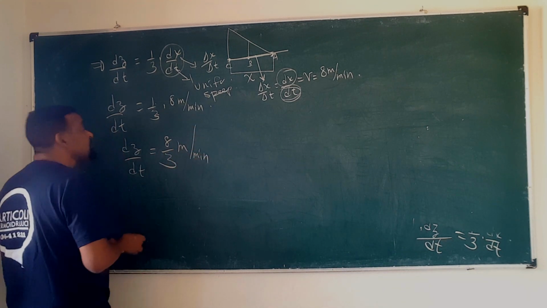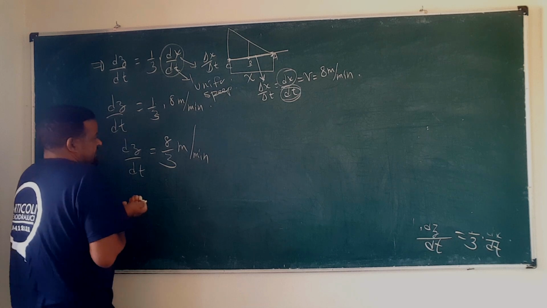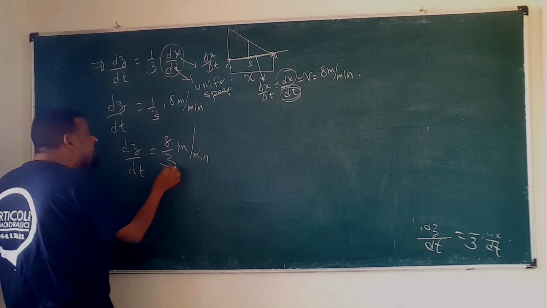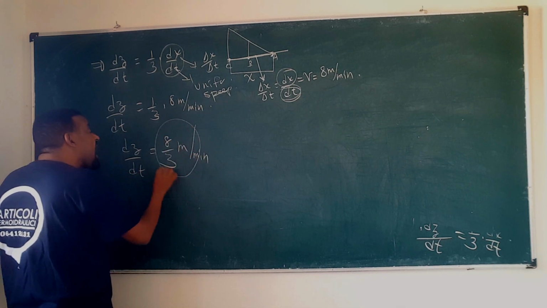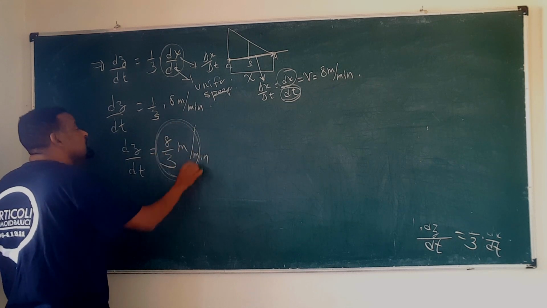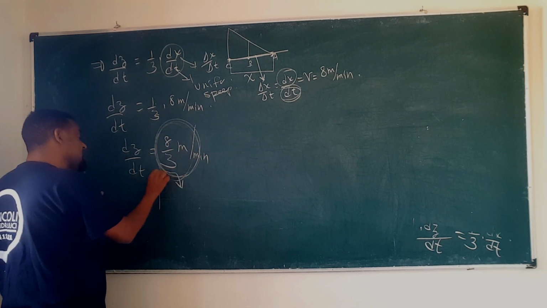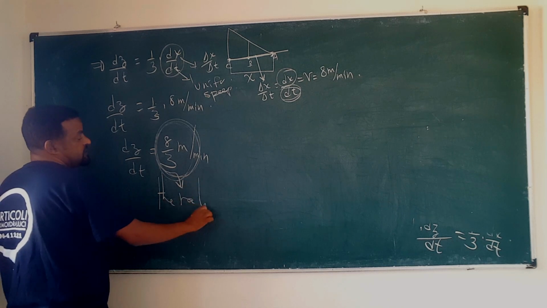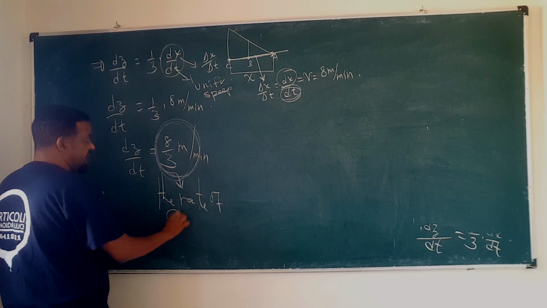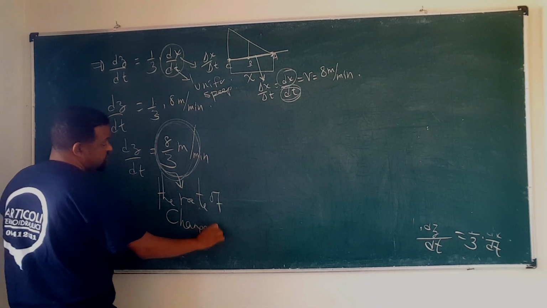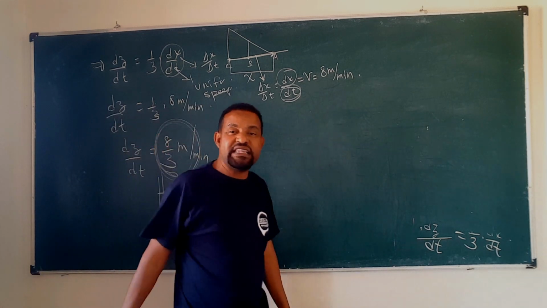So the shadow of the man is increasing at the rate of 8 over 3 meters per minute. This is the rate of change of the shadow of the man.